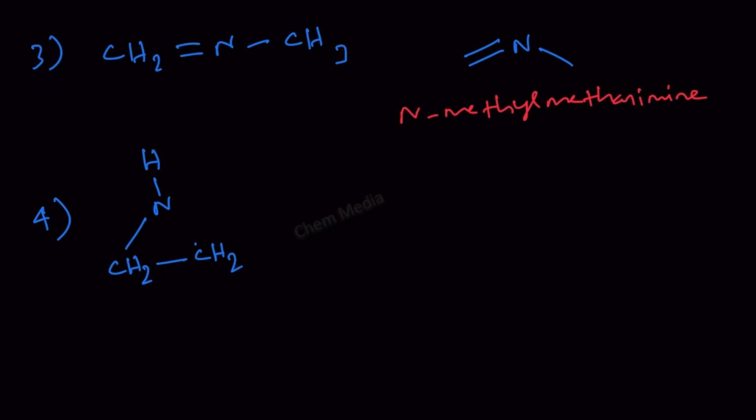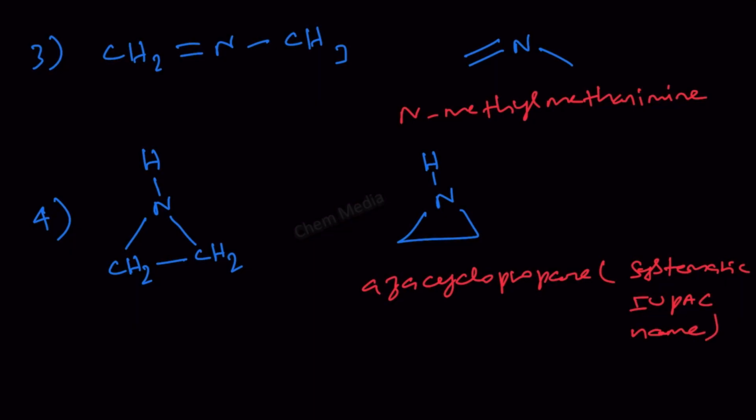Number 4, we are going to write a cyclic structure, that is NH and then CH2, CH2, both the CH2s are connected to NH. This is a secondary amine and the corresponding structure in bond line notation would be written this way. Azacyclopropane is the systematic IUPAC name, but the preferred IUPAC name for this is aziridine. Aziridine is the preferred IUPAC name for this molecule. So we have written 4 structures and their corresponding IUPAC names.